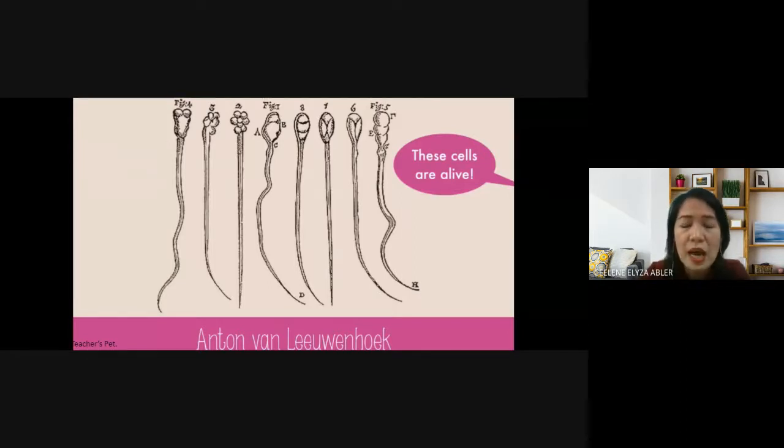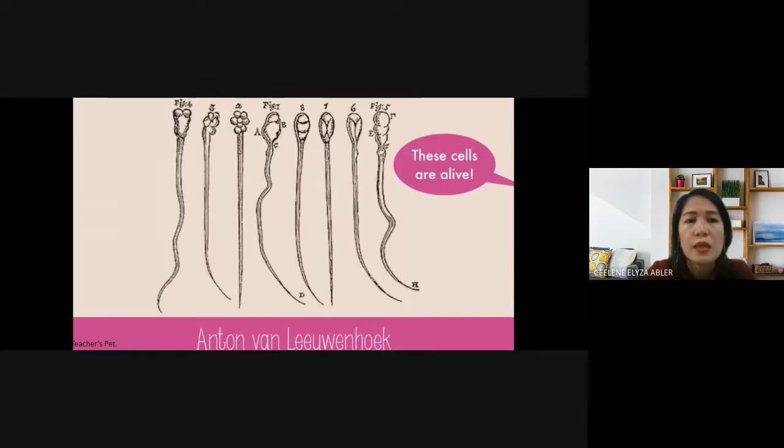Kaya, doon na. So, this one is credited, the cells are actually alive. That one is credited to Anton van Leeuwenhoek. Okay. So, it's not Leeuwenhoek, it's actually Leeuwenhoek. May pagka German kasi siya, Saxon. So, the W is pronounced as V. Okay, so it's Leeuwenhoek. So, Anton van Leeuwenhoek. So, yan siya ang credited for the phrase that cells are actually alive.